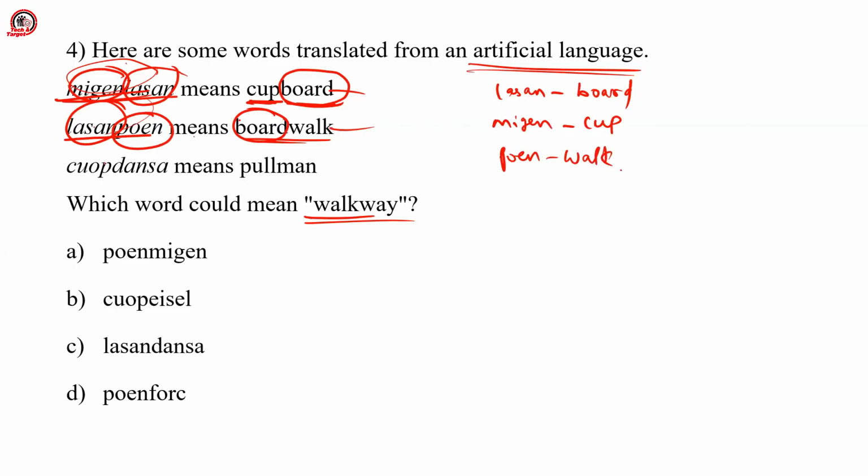All right. Now, we are again having Cob dancer means Pullman, right? So Pullman means Cob dancer. So we want walkway, right? So we have the word for walk, which is Poen. So there would be Poen for sure. So if that is the case, these two words are not having Poen in them. So these will not be the options. So it can be either option A or option D.